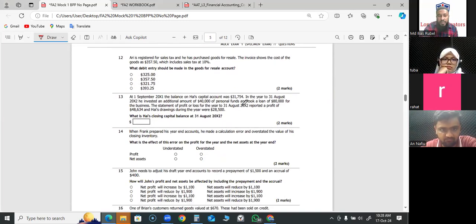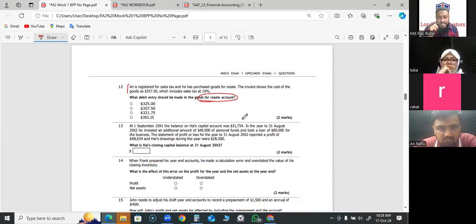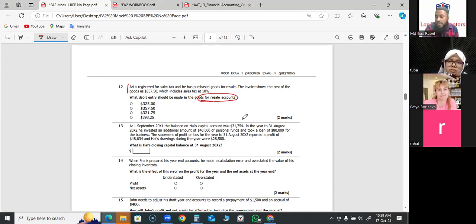Number 12. What debit entry should be made in the goods for resale account? Let's read it. Similar to the markup question, but this time it's a tax. Sales tax is not in the syllabus for AAT unless you are doing Business Tax Process, level 3. I'm going to mute all the students here.